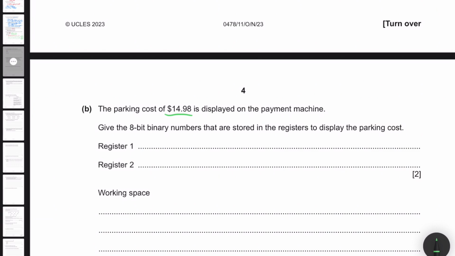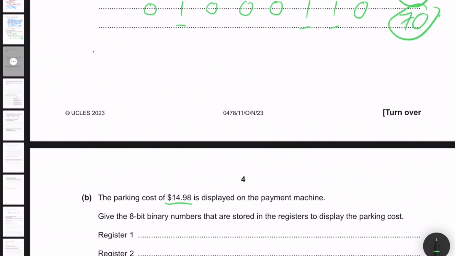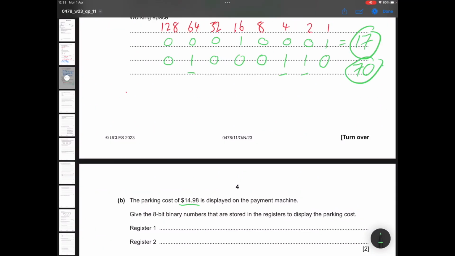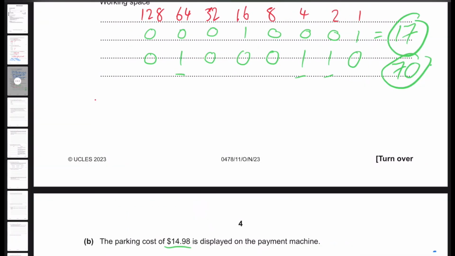Give the 8-bit binary number that is stored in the register to display the parking cost for register 1 and register 2. So I'm just going to come back up here so we can see, and we've got 14, and we've got 98. So I'm going to do 14 first of all.